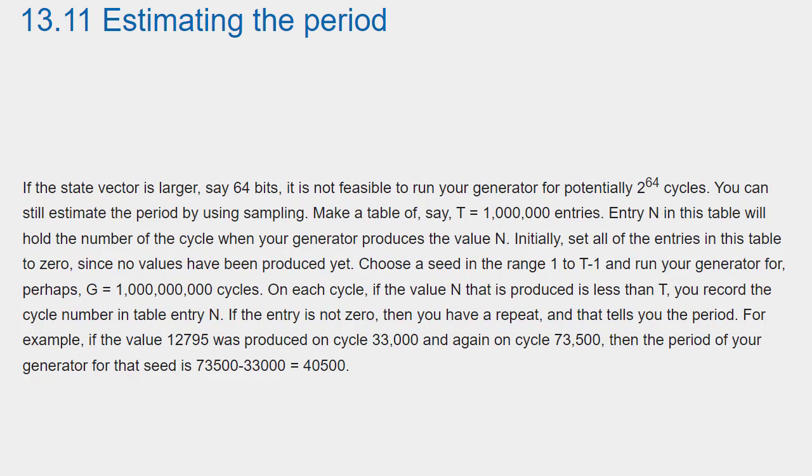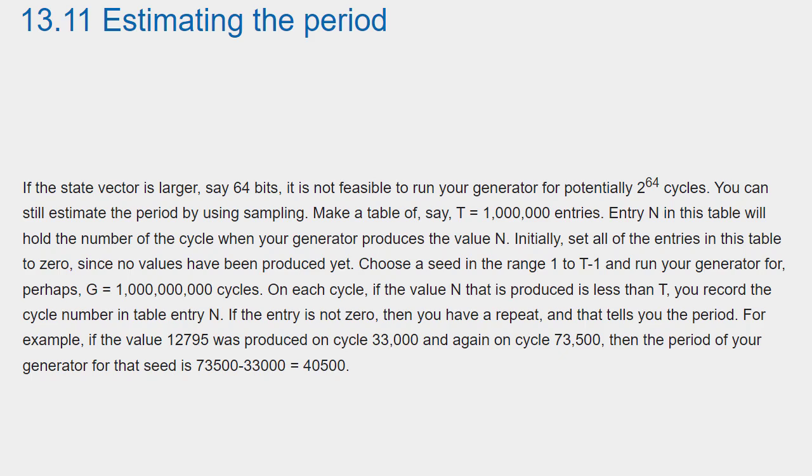If the state vector is larger, say 64 bits, it is not feasible to run your generator for potentially 2 to the power 64 cycles. You can still estimate the period by using sampling. Make a table of, say, T equals 1 million entries. Entry n in this table will hold the number of the cycle when your generator produces the value n. Initially, set all of the entries in this table to 0, since no values have been produced yet.